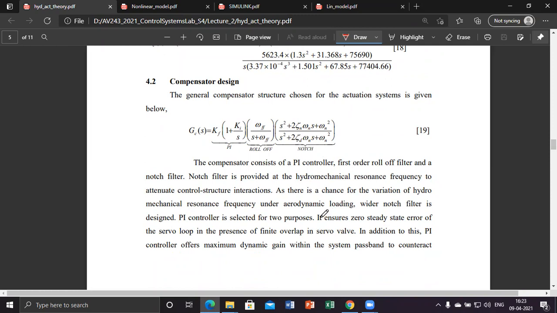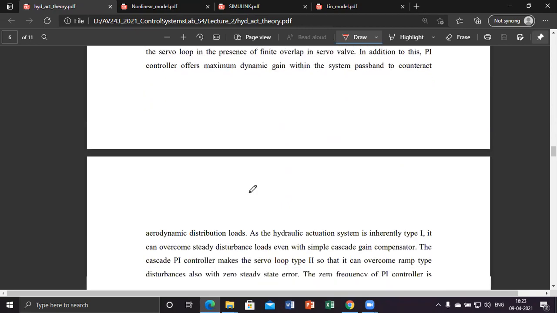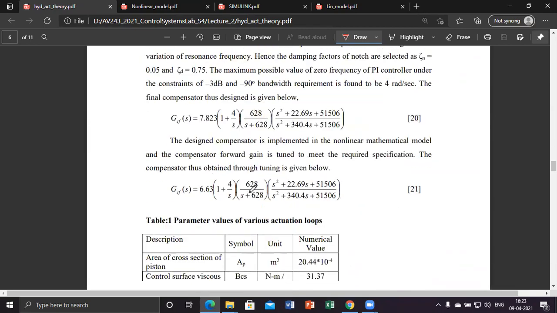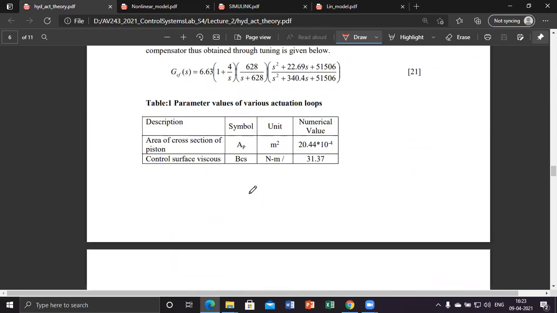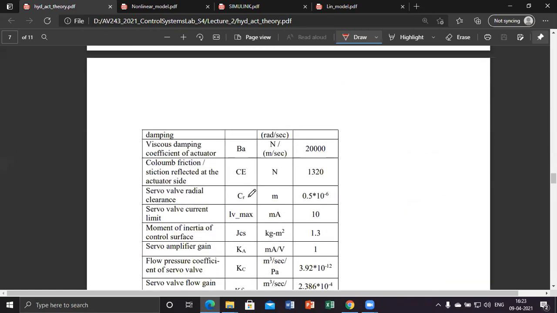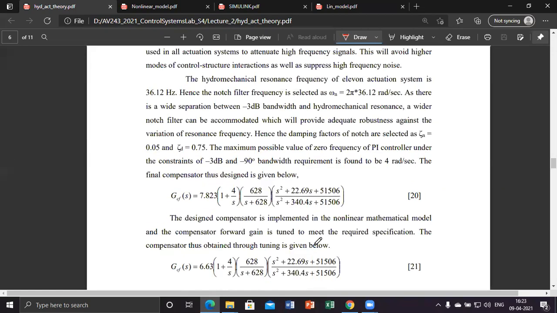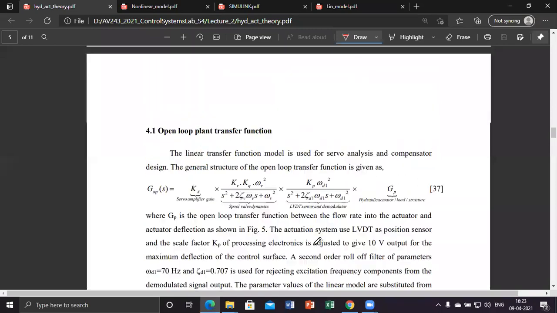I hope you have studied notch filter in your signal processing and all. The same thing is put and the values are all given. PI control is to give adequate steady state static characteristics. This is the roll-off filter and this is the gain. The remaining portion you can just understand, and already everything is given. You can go through it and learn it.